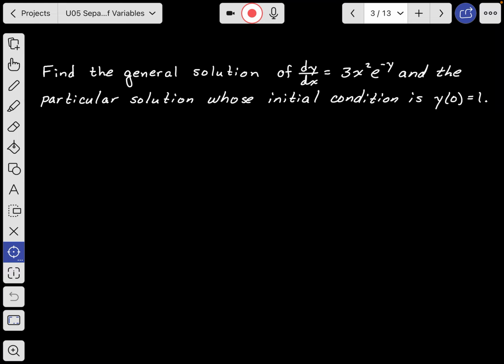Our first problem asks us to find the general solution of dy/dx equals 3x squared e to the negative y, and the particular solution whose initial condition is y(0) equals 1.